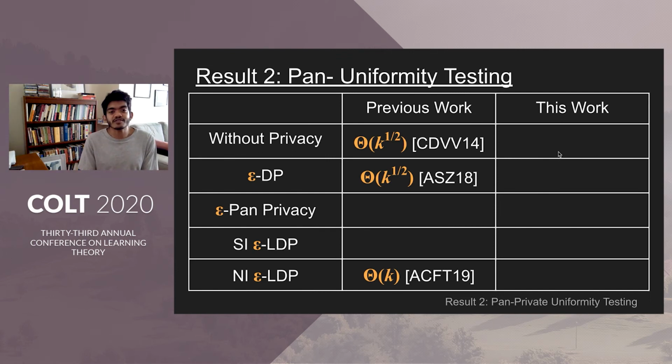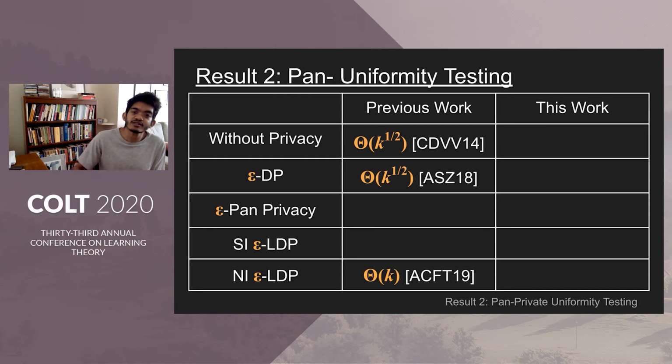The nice thing about this problem of uniformity testing is that it's well studied under other privacy models. For example, in the second line, ignoring the dependence on alpha and epsilon, for the central model, root K samples are necessary and sufficient. Then at the bottom, you can see that for non-interactive local privacy, which is a more restrictive form of local privacy where not only does each user only speak once, but there's only one round in which everyone talks, K samples are necessary and sufficient.